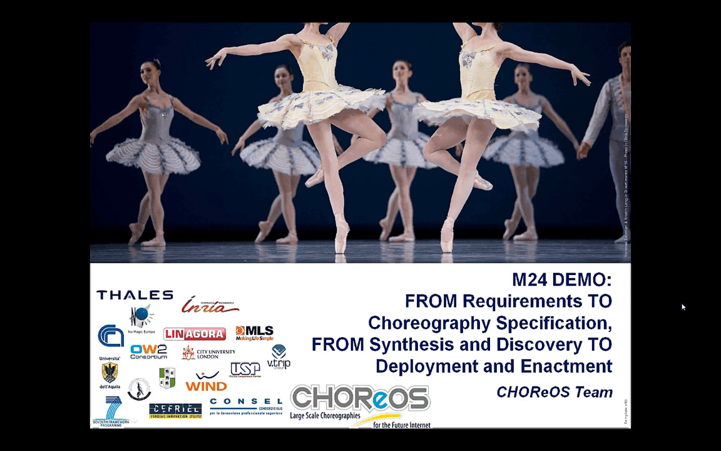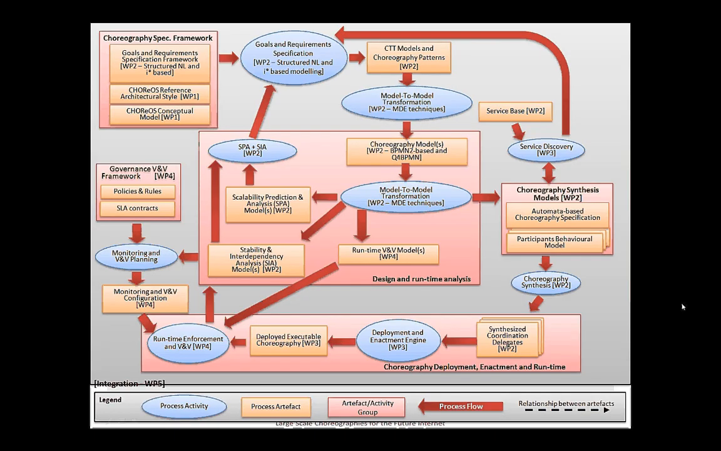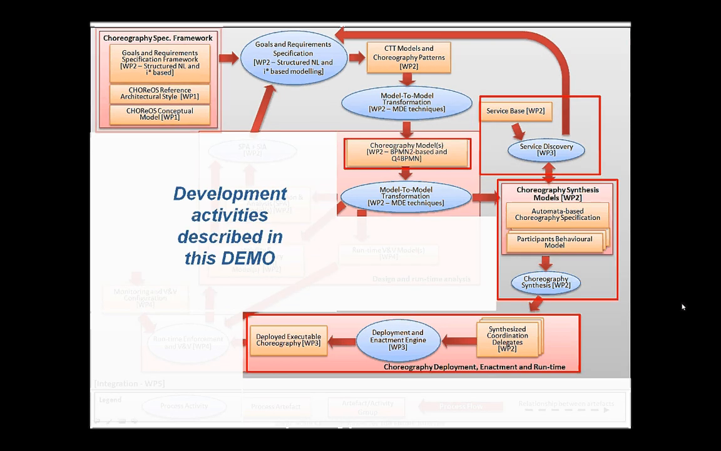In this demonstration, we illustrate the main activities of the CHOReOS development process that go from requirement specification to choreography enactment. Considering the overall CHOReOS development process, as informally modeled in this picture, we will focus on the part of the process that goes from requirement specification to choreography specification, and from choreography synthesis and discovery to deployment and enactment.